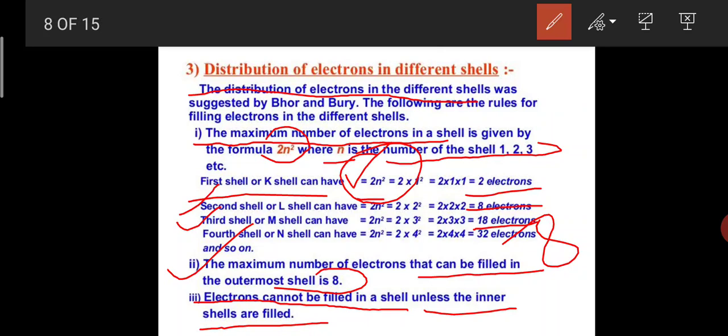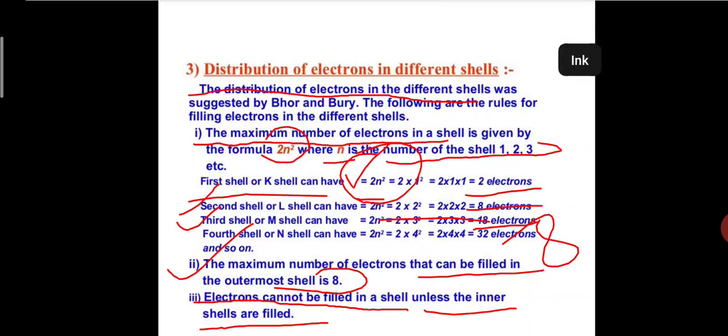Students, the outermost shell cannot hold more than 8 electrons, and the next-to-outermost shell cannot hold more than 18 electrons, unless the inner shells are filled. And you can use this formula also, 2n square.